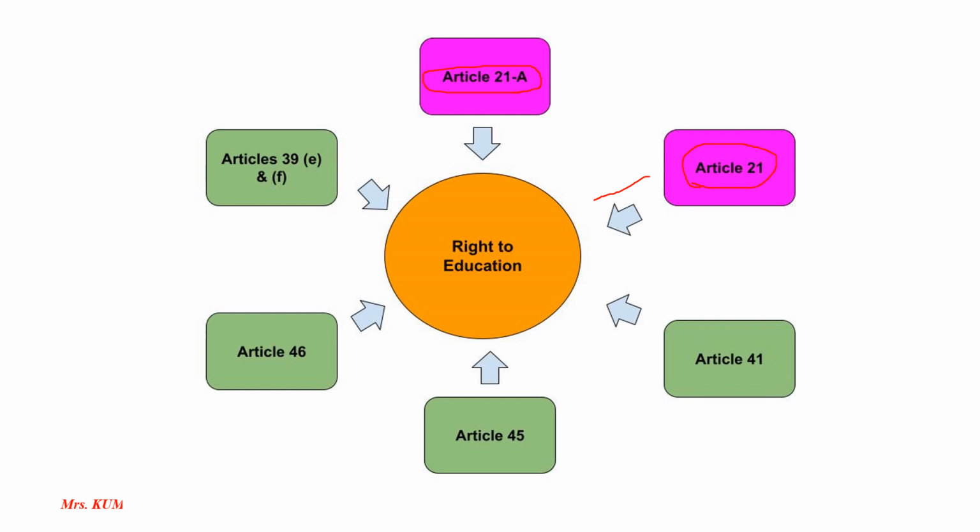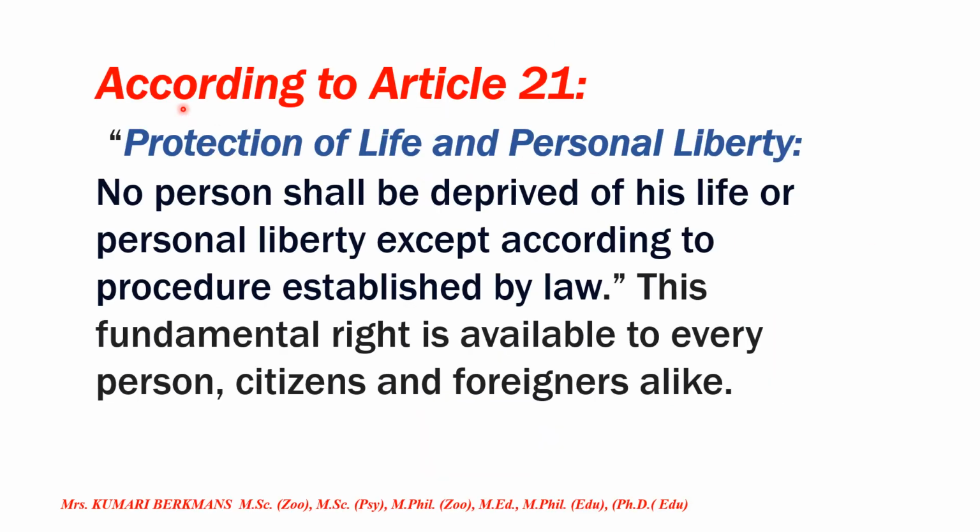Then Articles 39 E and F. Okay, then Article 46, Article 45, these three keep in mind. This is related: 21, 21A, 39 E and F. And if you come here, Article 41, it starts from 41, 45 and 46. Okay, so 6 articles are very important which concern the right to education. Let us see one by one.